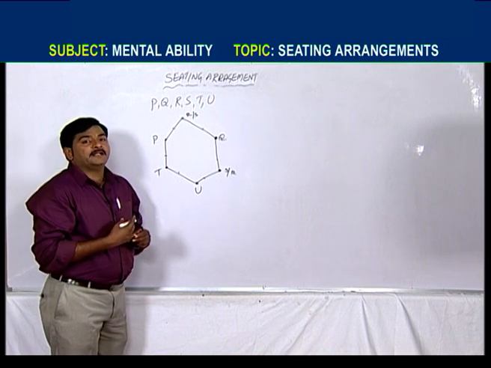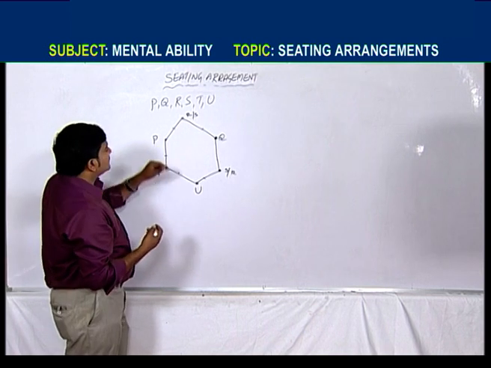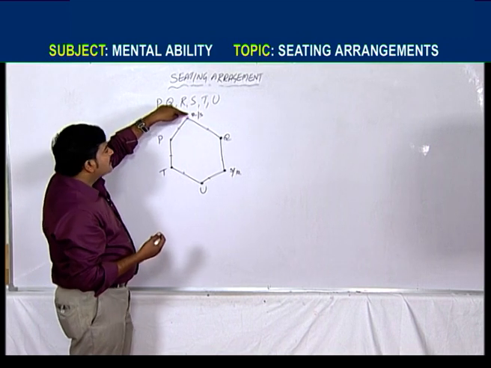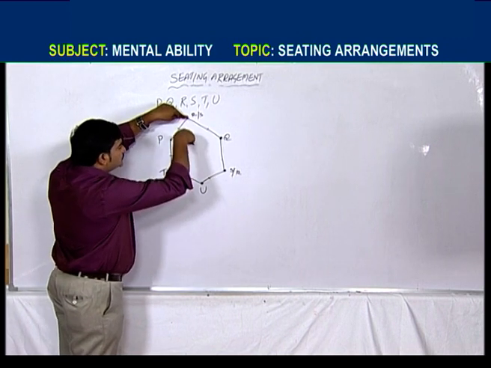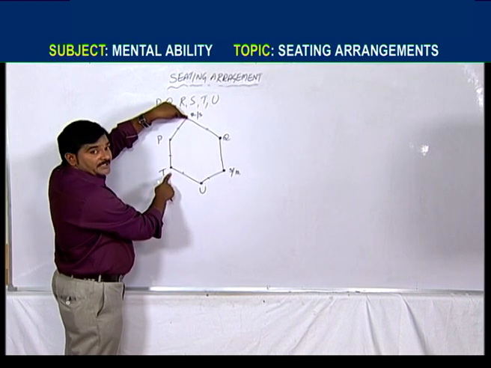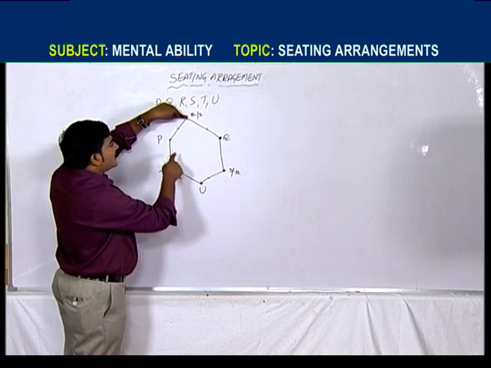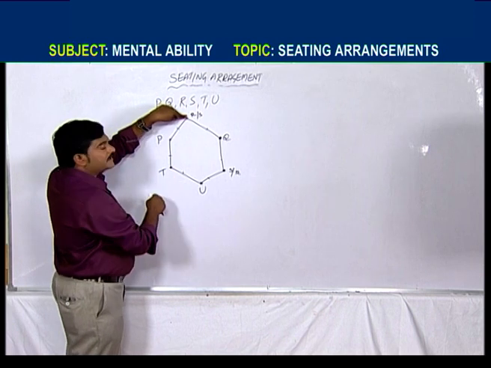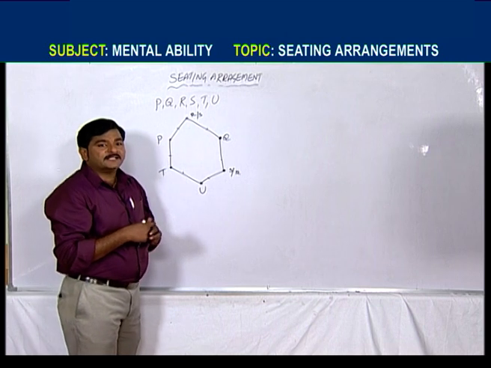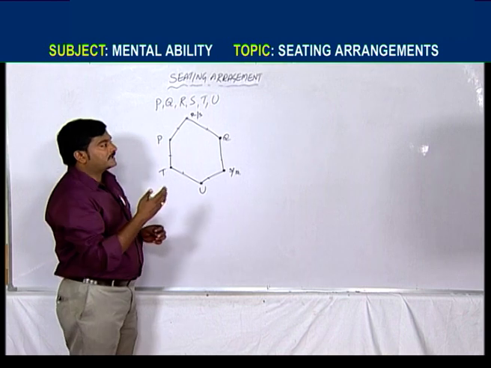T is second to the left of S. For example, think that S is sitting here, facing towards the center. If S is sitting here, what about T's position? Is it left of T or right of T? Obviously, T is to the right of S. But what he mentioned here is that T is second to the left of S.